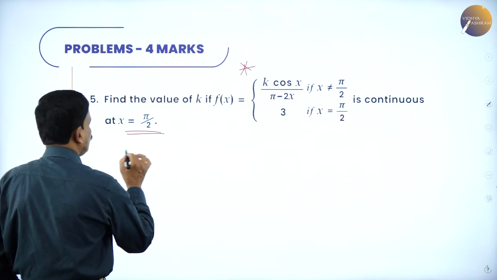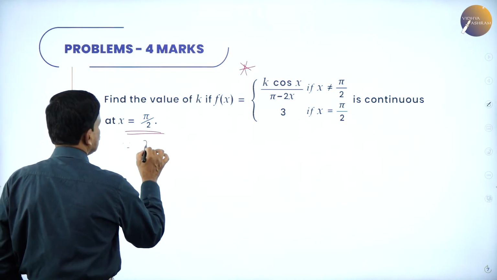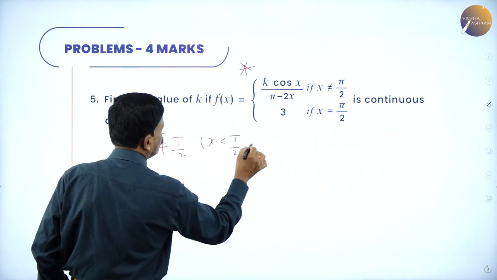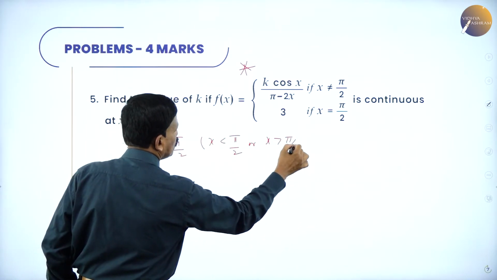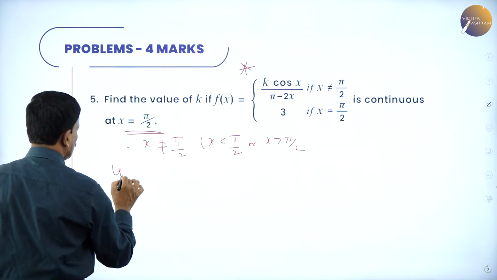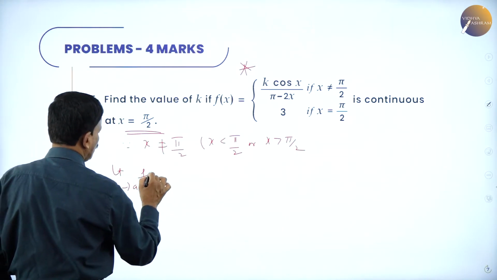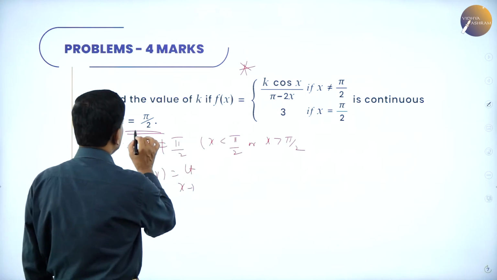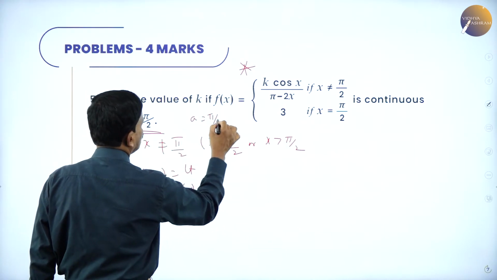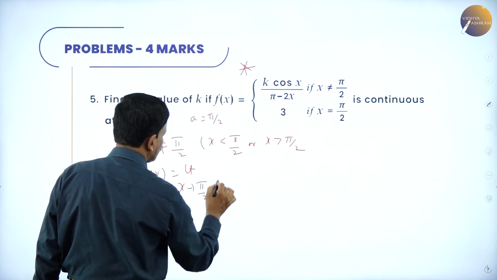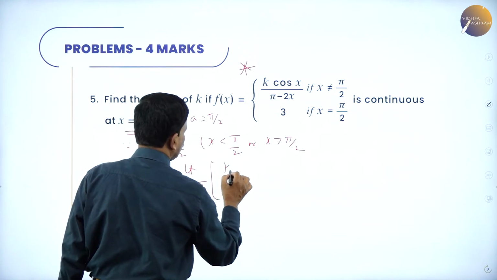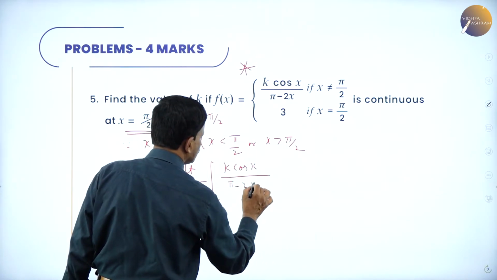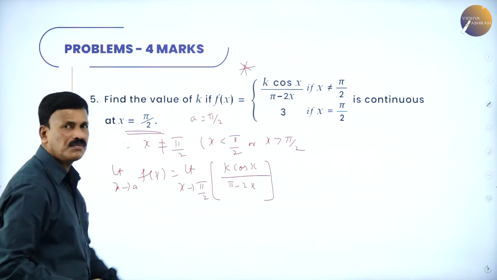Since x is not equal to pi by 2 means x is less than pi by 2 or x is greater than pi by 2, therefore limit x tends to a of f of x can be written as limit x tends to, what is a? a is equal to pi by 2 here. Limit x tends to pi by 2 of f of x. f of x is k into cos x divided by pi minus 2x. Now let us simplify this first.